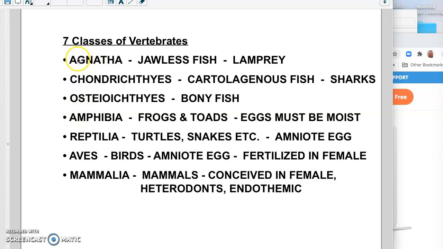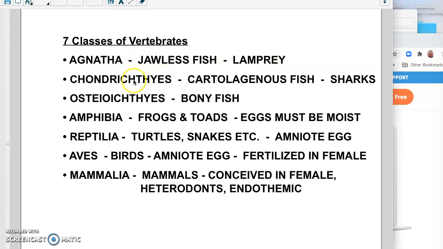First is Agnatha. They are the jawless fish. They don't have a jaw that moves up and down. They just have one. They open their mouth a little bit and they roll their teeth back and they bite into something and they clamp on and they suck nutrients out of that. They're a very prehistoric fish. An example would be the lamprey. We have them in the Mississippi River and also in the Great Lakes.